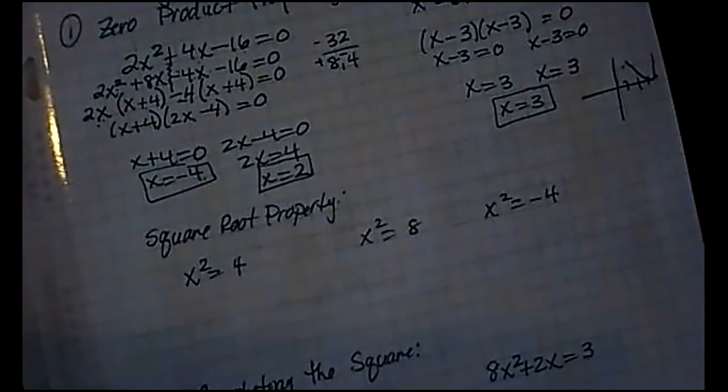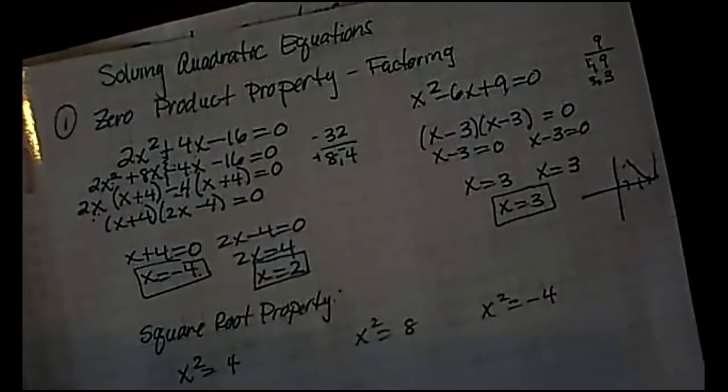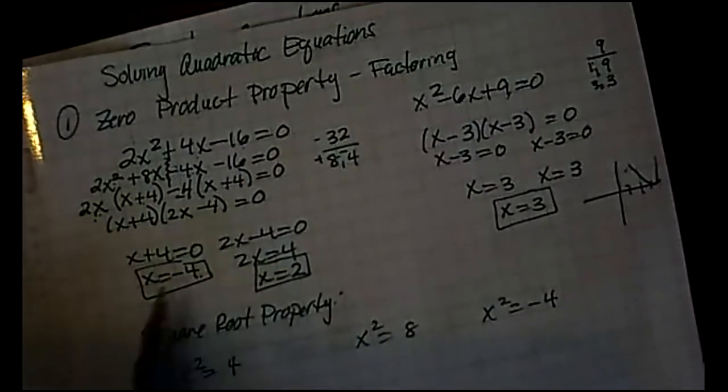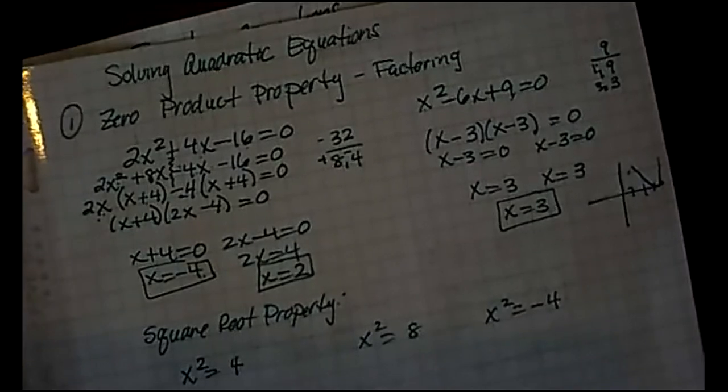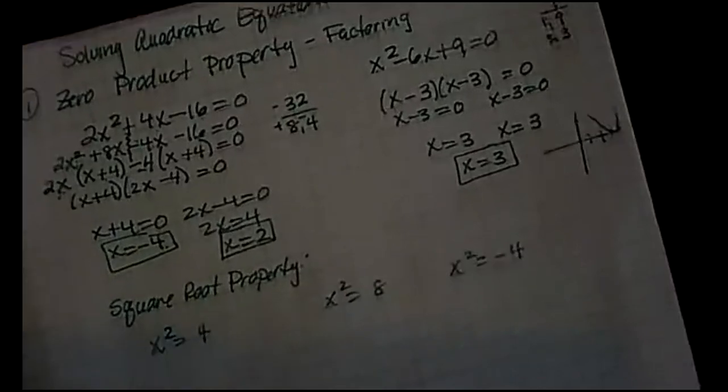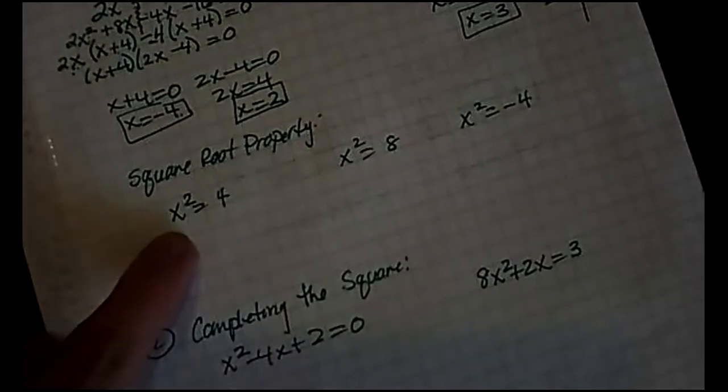But check them, because sometimes we have what's called an extraneous solution, and that's one of these that actually is not a solution. It's not a real solution until we check it. So always check that and get comfortable with doing that. Now, the square root property isn't really a way to solve a quadratic equation, but it's figuring out how to solve for x with that.